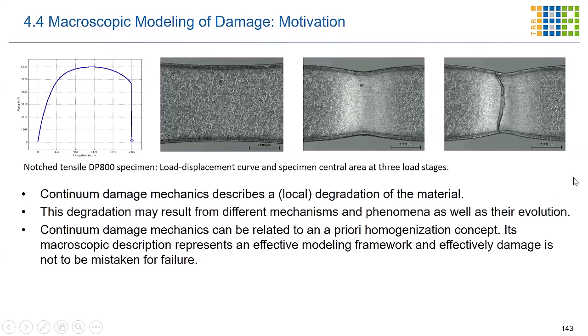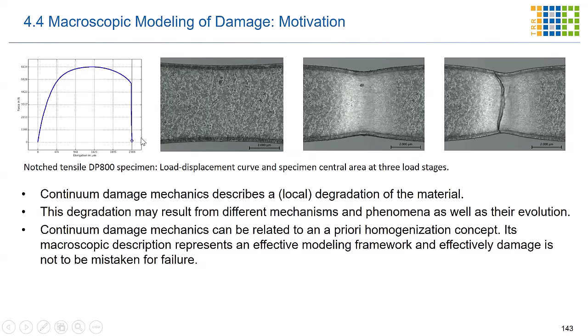For motivation, I would like to discuss the first figure. Here we have a notched tensile DP800 steel specimen. First of all, we have the load-displacement curve. During tensile loading, the material first undergoes elastic deformation, and later plastic deformation starts. This results in a nonlinear response in the curve. At one point, the force reaches the maximum value, and after that, necking starts until the catastrophic fracture point, as we see at the end.